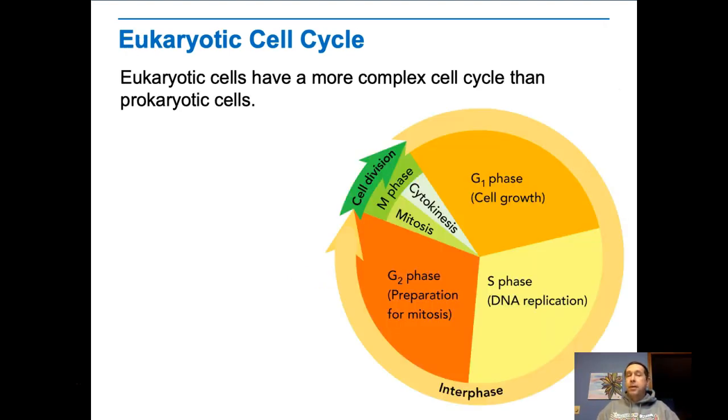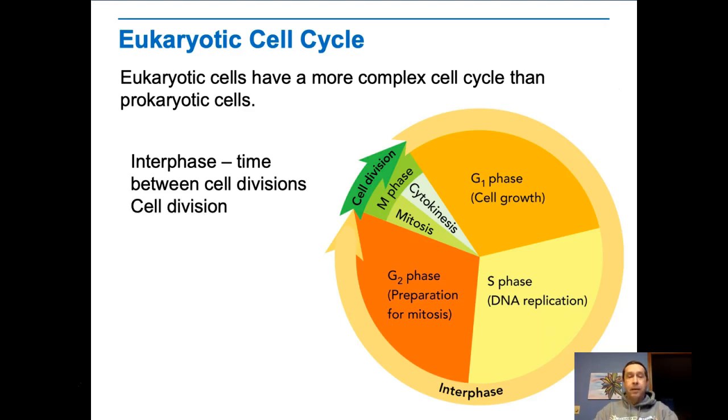Eukaryotes, because of the nucleus, because of the multiple chromosomes, it's a little more complicated. So they have a more complex life cycle. You can see the stages of it in the graphic here. Most of the cell's life is spent in interphase, which is the time between cell divisions. You can see interphase is the biggest part of the cell cycle graphic here. And then there's cell division, which is the time in which the nucleus divides in mitosis, and then the cell splits in two in cytokinesis.